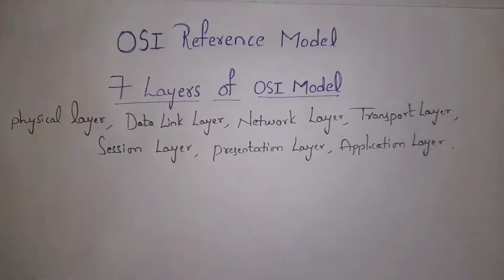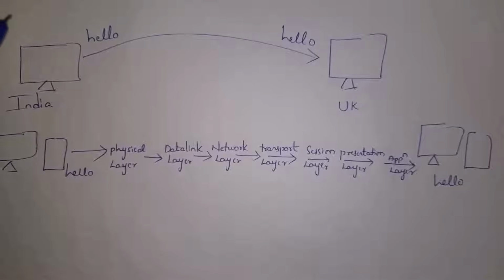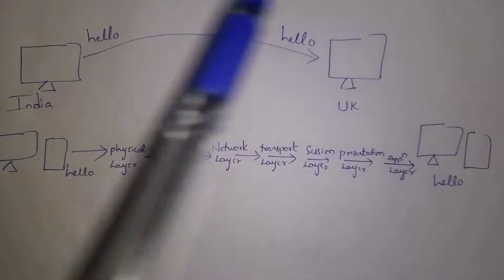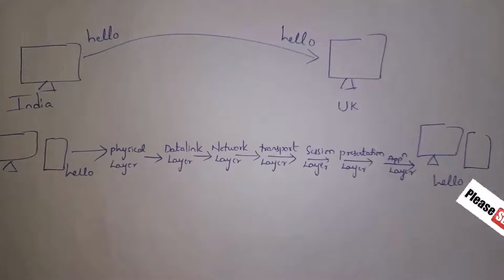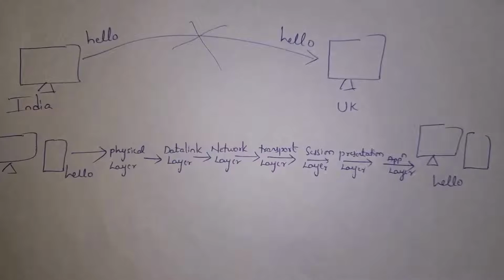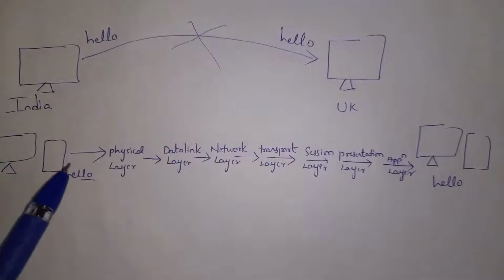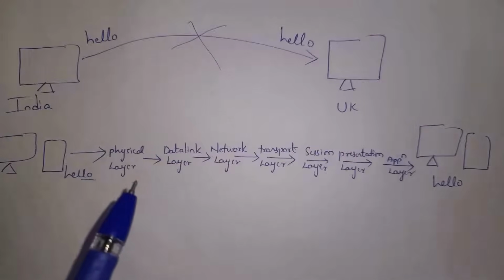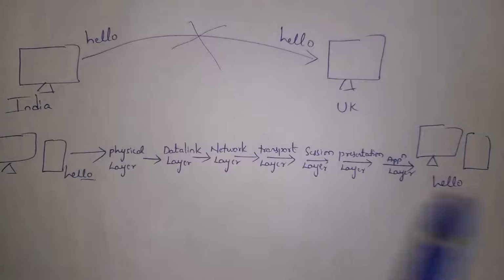Let's get started. For example, I am in India and my friend is in the UK. In my computer, I will open WhatsApp Web and then I will send the message hello to my friend who is in the UK. Whenever I send the hello message to my friend, that message is not sent directly to my friend. Instead, my message is passed through various layers and then it reaches the person who is in the UK.